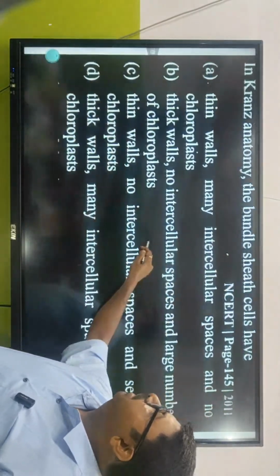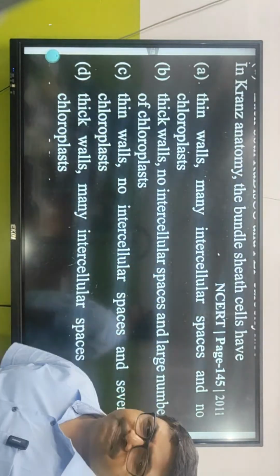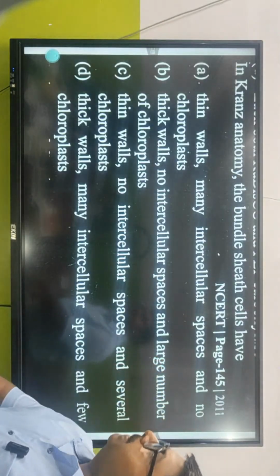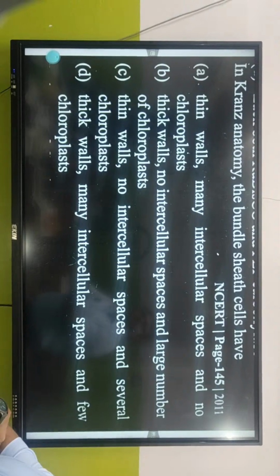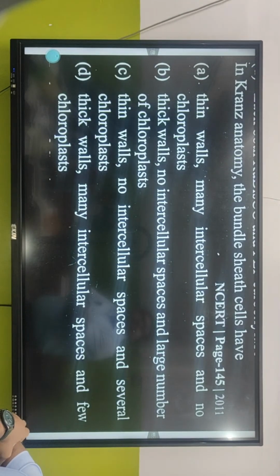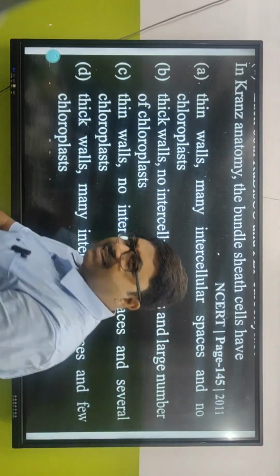In Kranz anatomy, the bundle sheath cells have thick walls, many intercellular spaces and few chloroplasts. Very good. D is the answer.